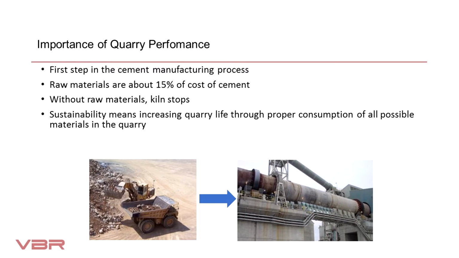Importance of quarry performance. Quarries are the first initial step in the cement manufacturing process. They must be well operated since the raw materials are about 15% of the cost of cement. And remember that without raw materials, the kiln will have to be stopped. Performance and sustainability of the quarry means increasing quarry life through proper consumption of all existing materials in the quarry. This means that the best and the worst qualities of material should be utilized in the process.